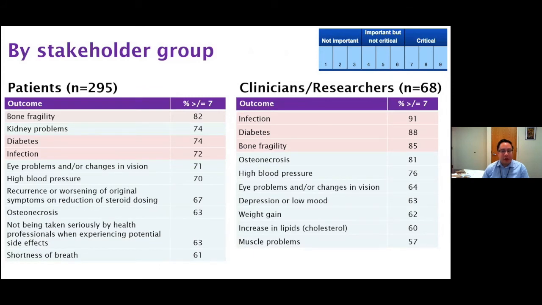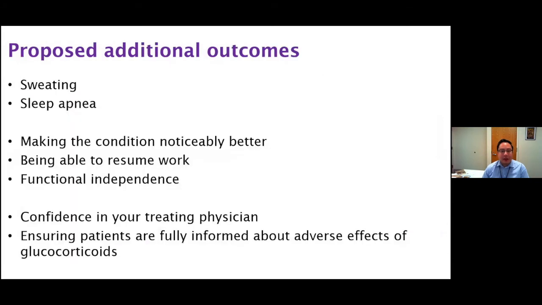In addition, respondents in this round were allowed to free text in additional outcomes which they felt were important but not represented in the original 63, such as sweating and sleep apnea, so pathophysiological manifestations, issues relating to returning to the pre-morbid state, making the condition noticeably better, being able to resume work, functional independence, and then things related to the doctor-patient relationship, confidence in your treating physician, and ensuring patients are fully informed about adverse effects of glucocorticoids.